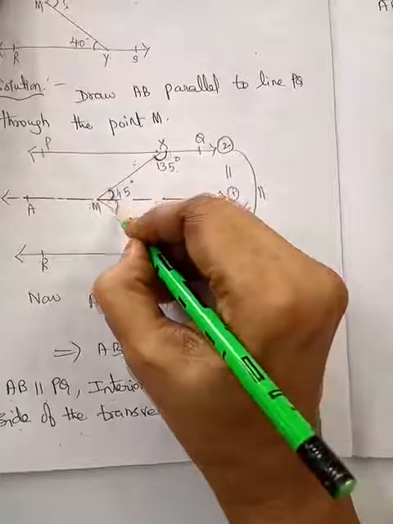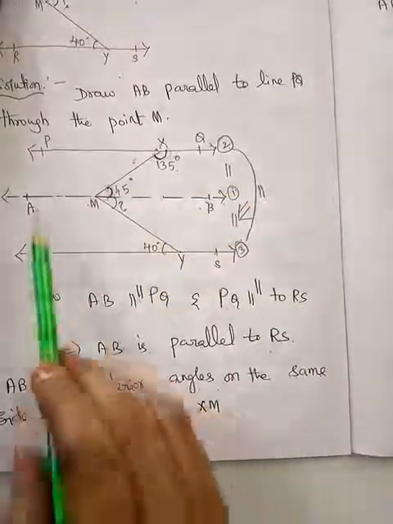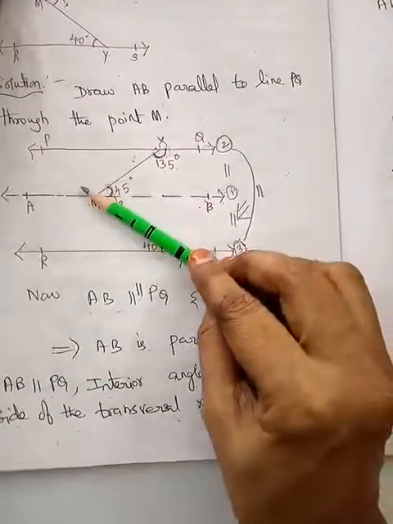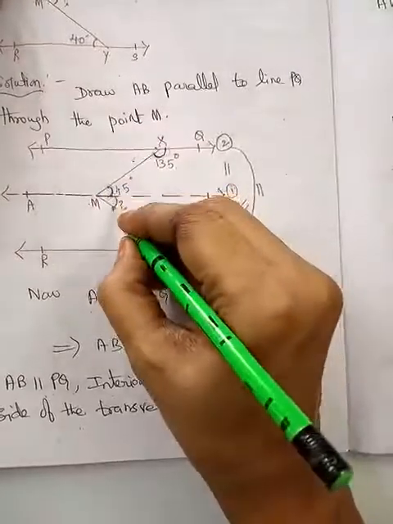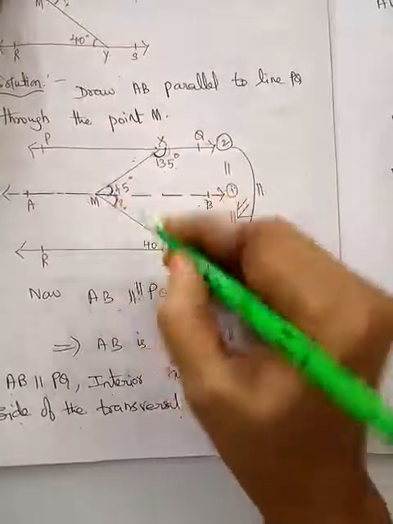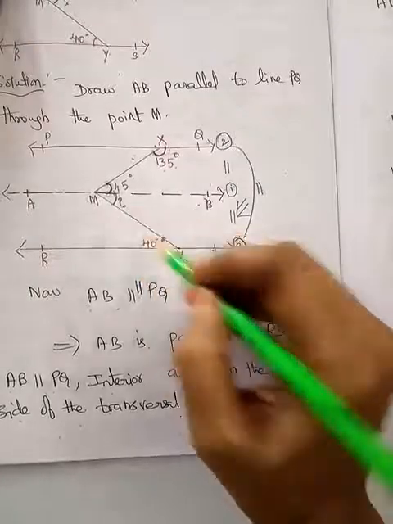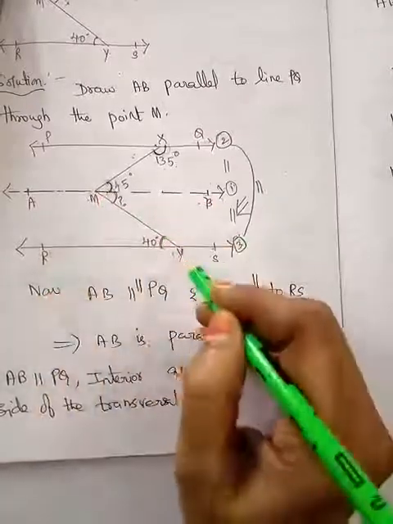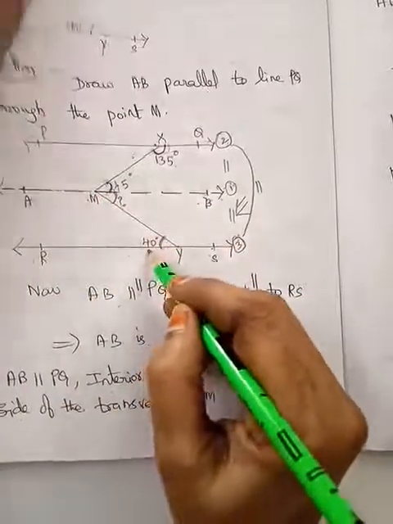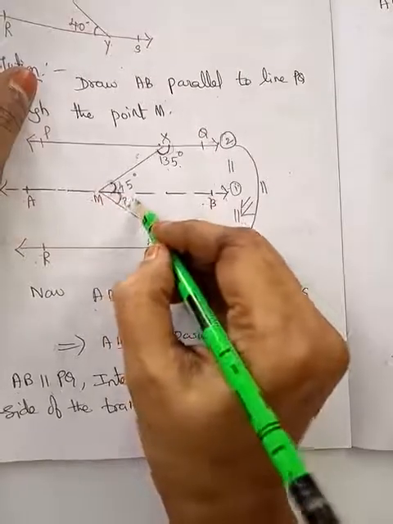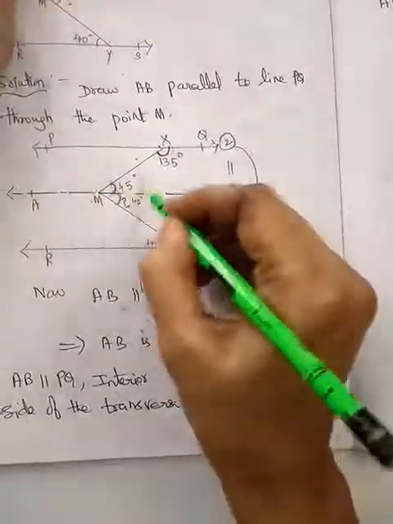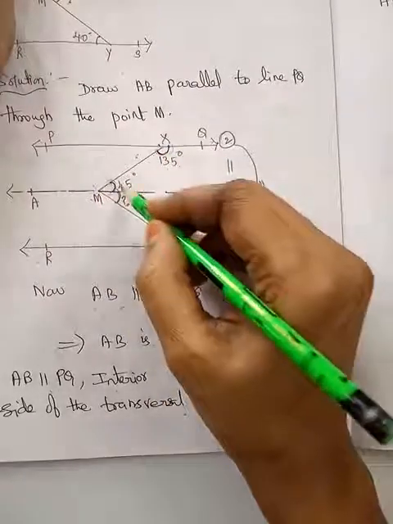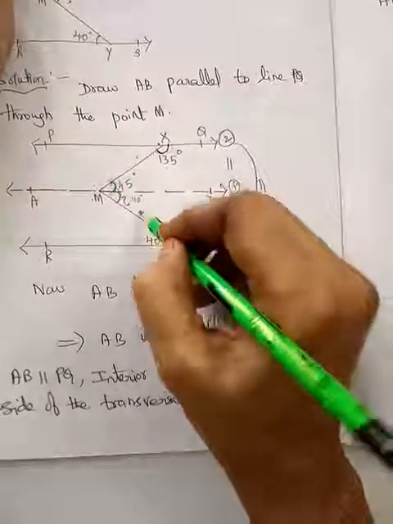Now I want to find out this angle. AB is parallel to RS and MY is a transversal. So alternate angles are equal. This one and this one will form alternate angles. So angle BMY equals angle MYR, that is 40 degrees. So this angle is 40 degrees. Now you have this angle already 45, and this is 40. Finding the sum, you will get angle XMY, which is 45 plus 40, that is 85 degrees.